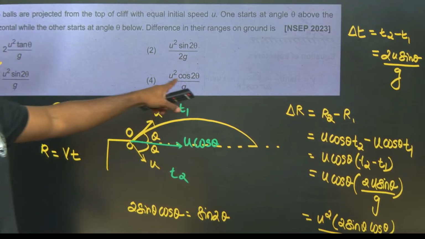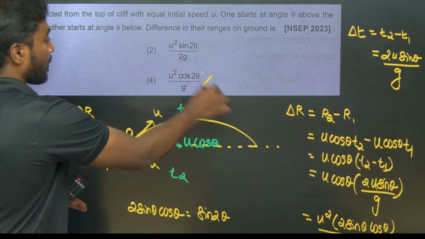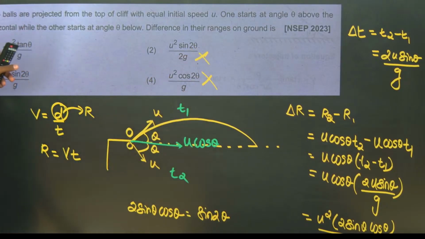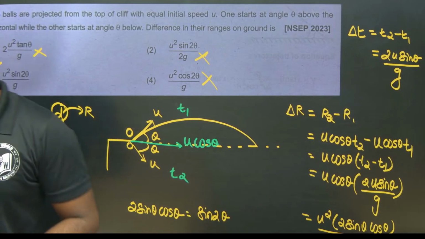So it is u square cos 2 theta. It is not u square sin 2 theta by 2g. This also is not, and u square tan theta by g, this also is not the answer. So option 3 is the answer.